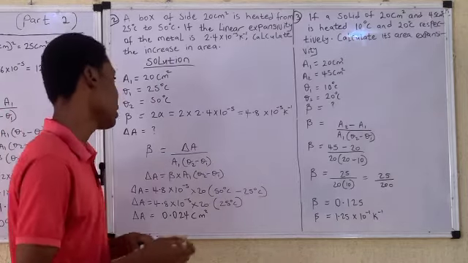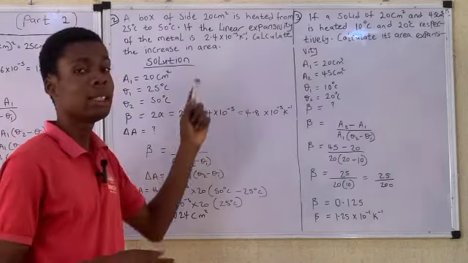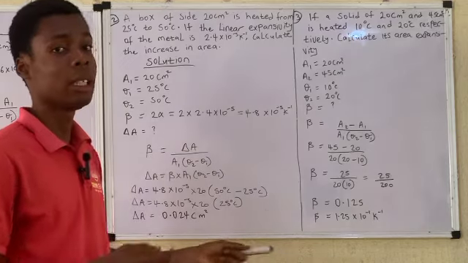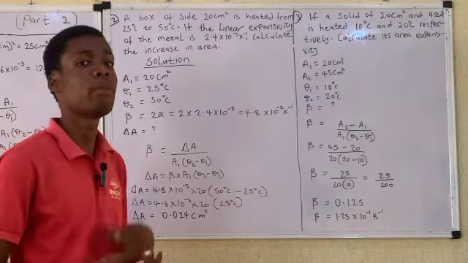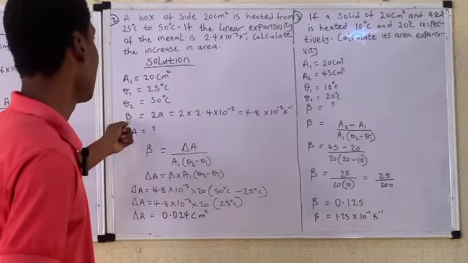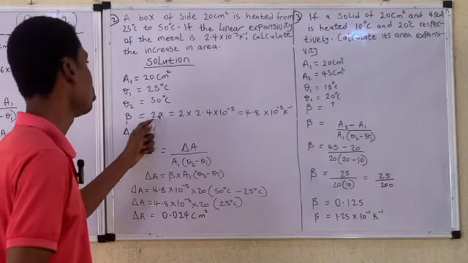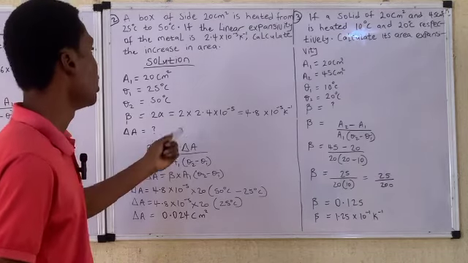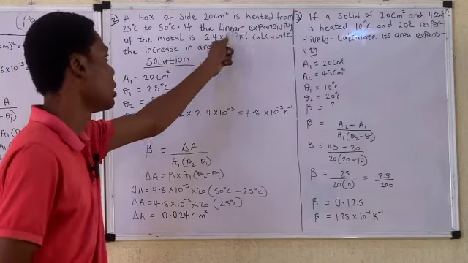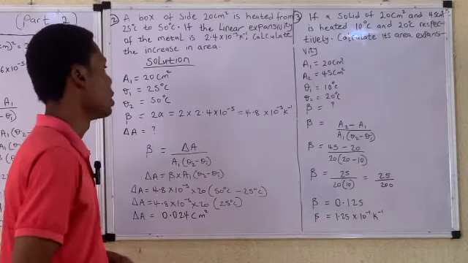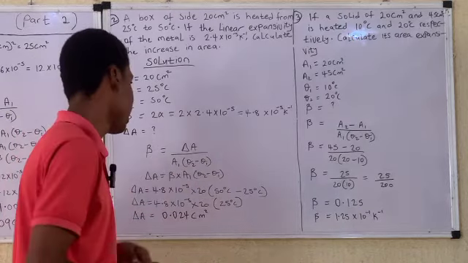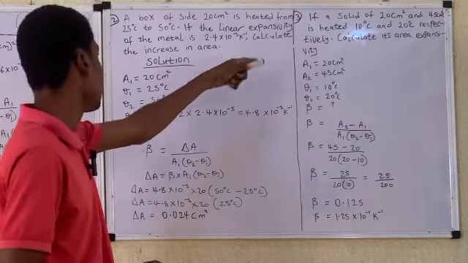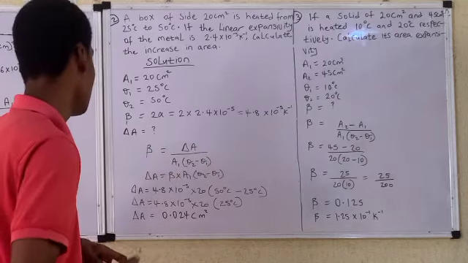Remember I said to get our area expansivity from linear, we have to multiply our linear expansivity by 2. So here, our area expansivity is equal to 2 times our linear expansivity, which means 2 times 2.4 times 10 raised to power minus 5, which we have here, is equal to 4.8 times 10 raised to power minus 5. Then they said calculate the increase in area. So that's what we are looking for.